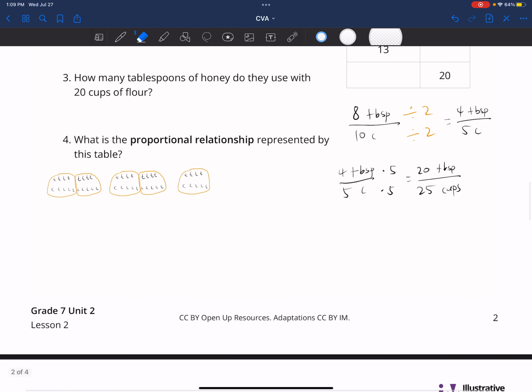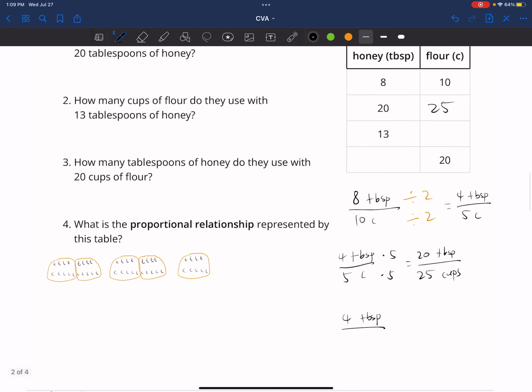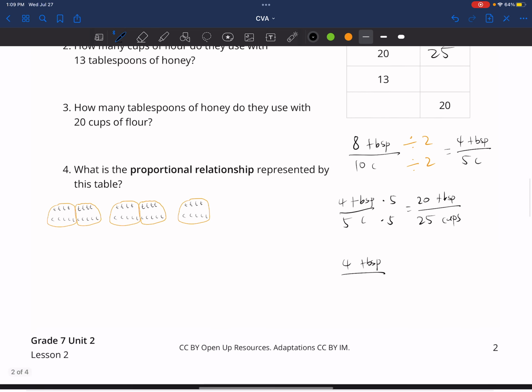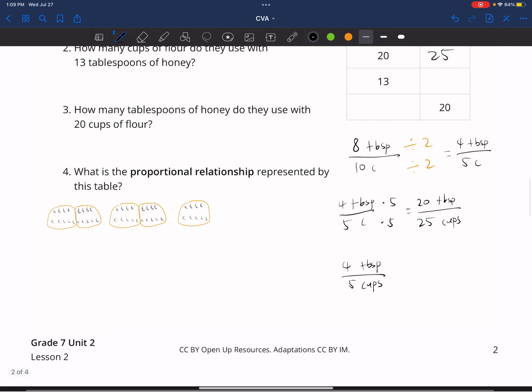Now, this was where it gets a little bit confusing here. So I got 4 teaspoons, and then 5 cups. And then now the question is, how about the 13? What if I have 13 teaspoons? How do I figure that out, right? So 4 times what, right? 4 times what is equal to 13?